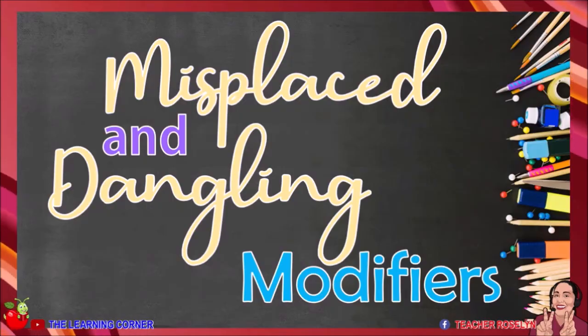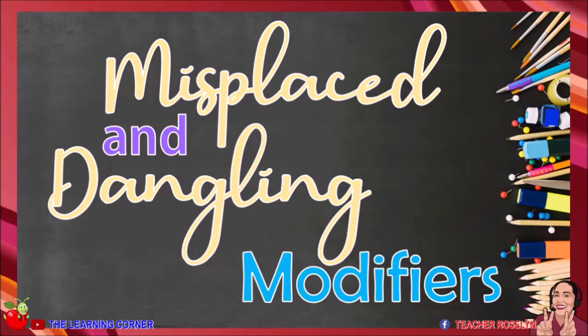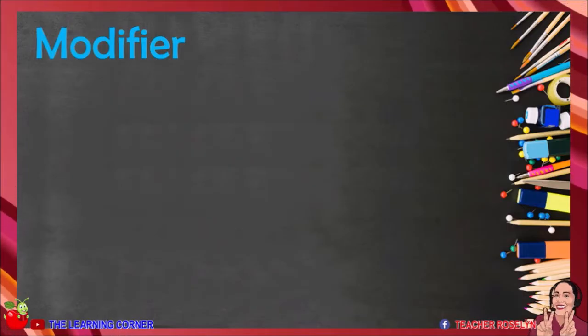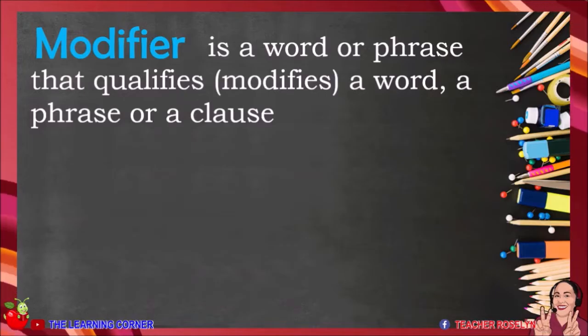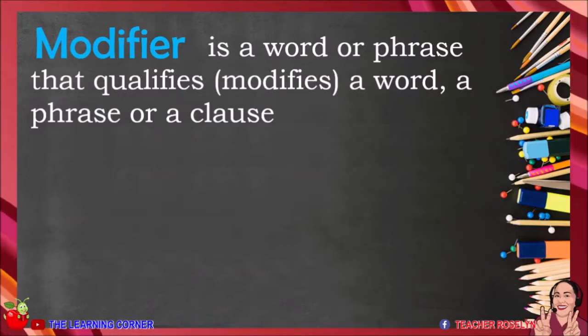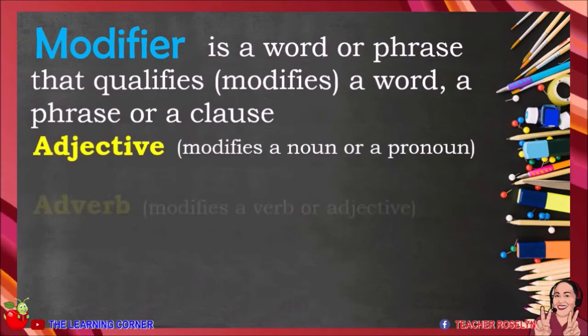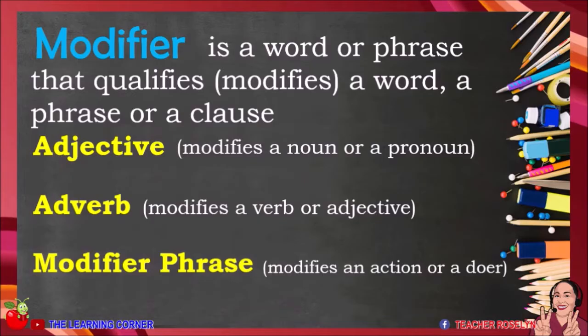Hello students! Today, let us learn about the misplaced and dangling modifiers. What does it mean by modifier? A modifier is a word or phrase that qualifies or modifies a word, a phrase, or a clause. It may be an adjective, an adverb, or a modifier phrase.